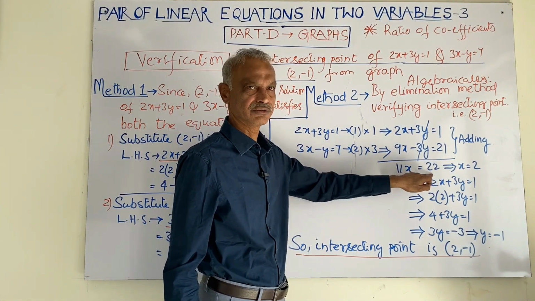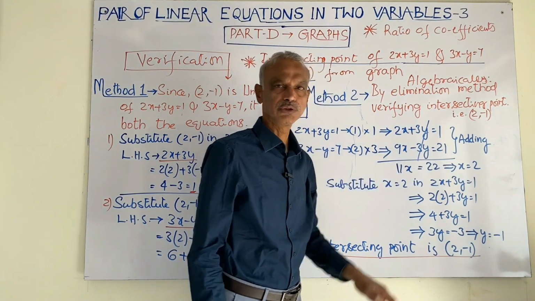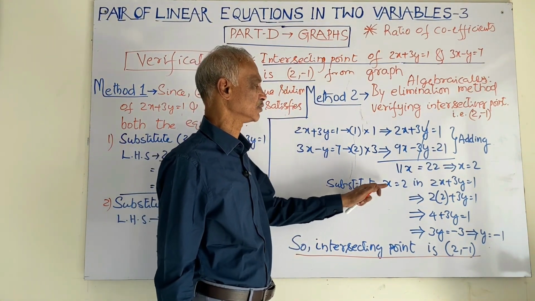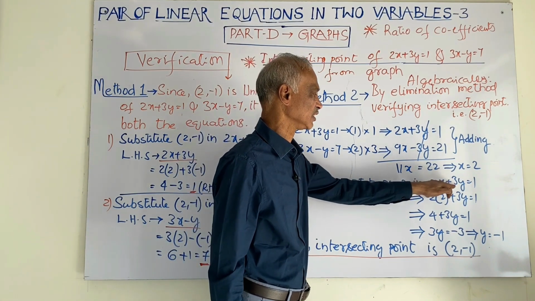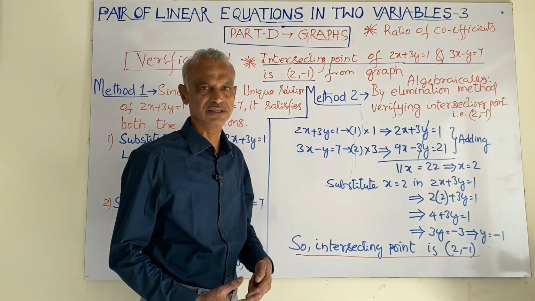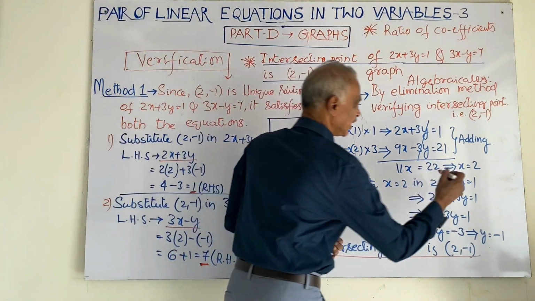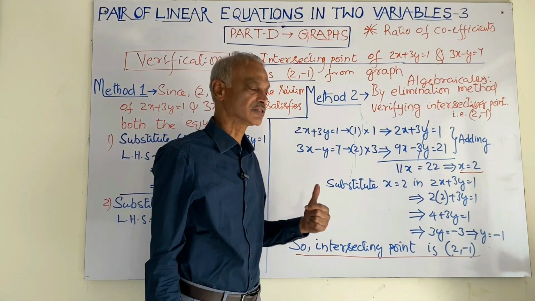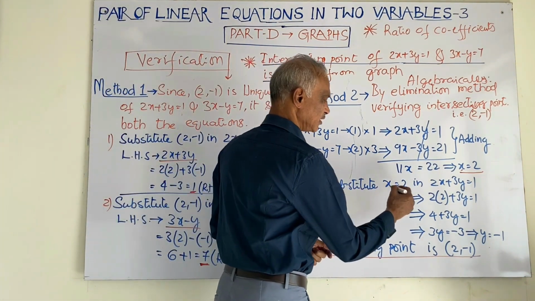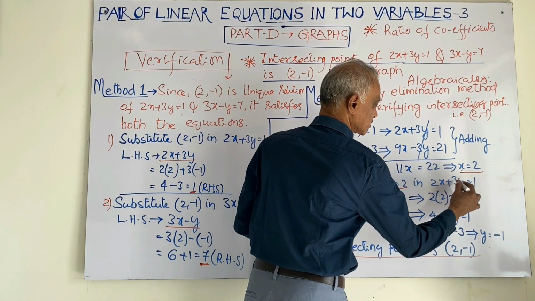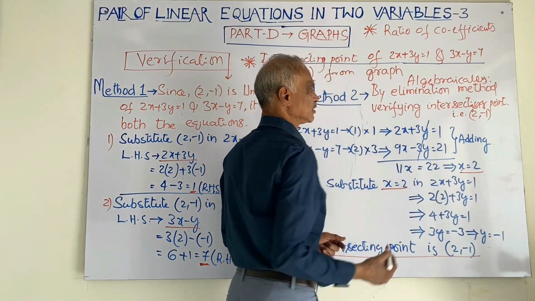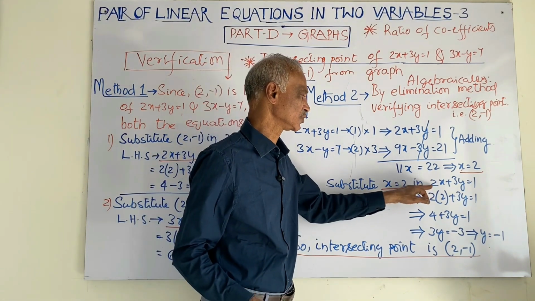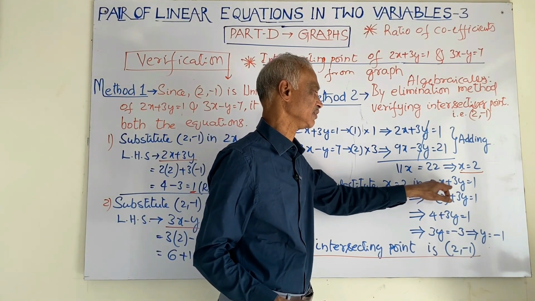11x is equal to 22. You will get x is equal to 2, since 22 by 11 is 2. Next, substitute x is equal to 2 in 2x plus 3y is equal to 1 to find the value of y. We got x is equal to 2, but we should get y is equal to minus 1. You can substitute in either of these two equations. No problem, I have substituted x is equal to 2 in 2x plus 3y is equal to 1.